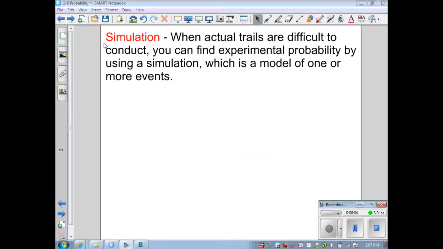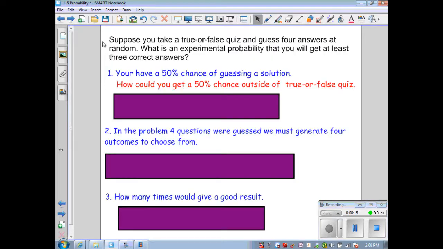Simulation. When actual trials are difficult to conduct, you can find experimental probability by using a simulation, which is a model of one or more events. Let's take a look at a simulation. Suppose you take a true-false quiz and guess 4 answers at random. What is an experimental probability that you will get at least 3 correct answers? Number 1, you have a 50% chance of guessing a solution. Just like getting a heads or a tails, you could pick and get a true or a false.